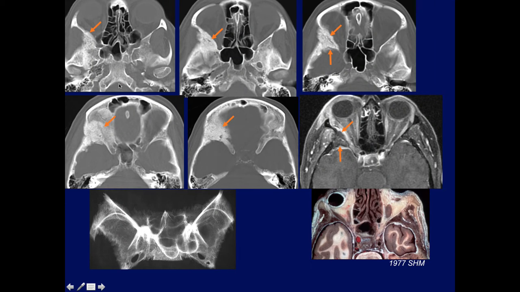And look at the hyperostosis in the same patient seen on the CT. Marked hyperostosis when you compare it to the opposite side. And that's classic for these lesions.